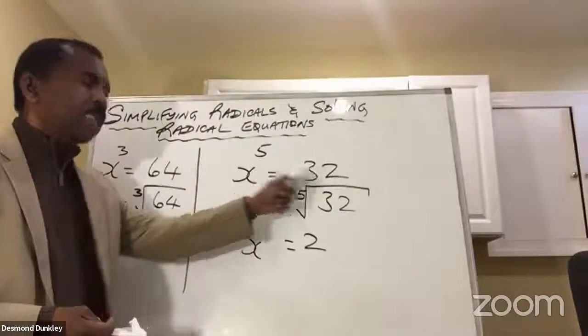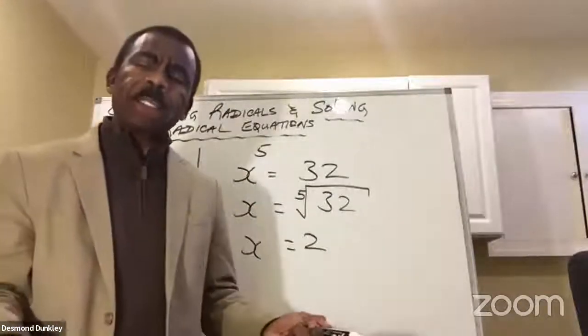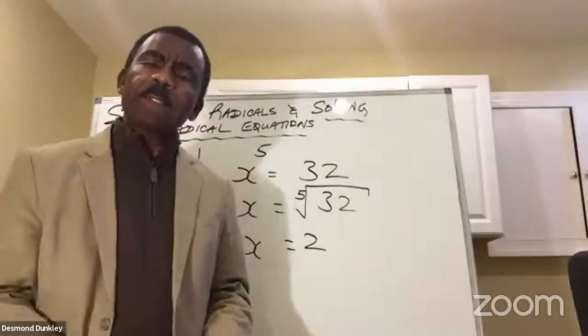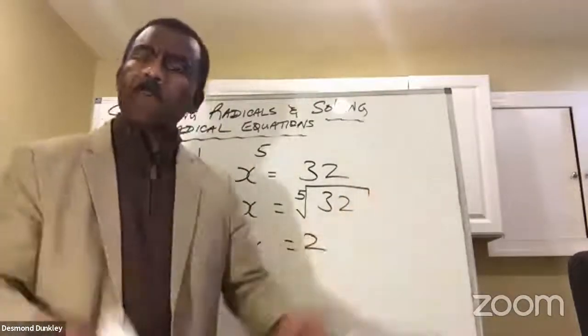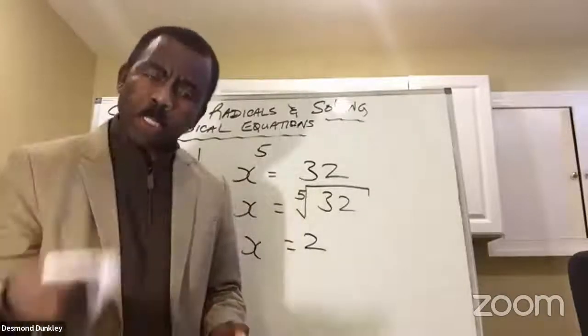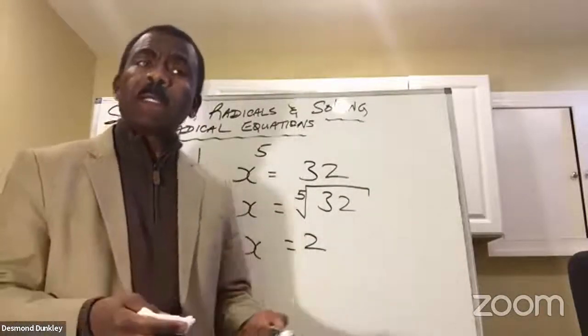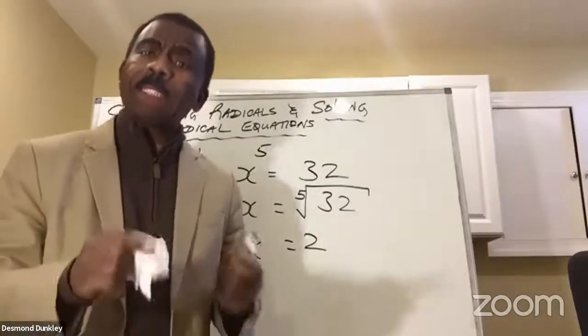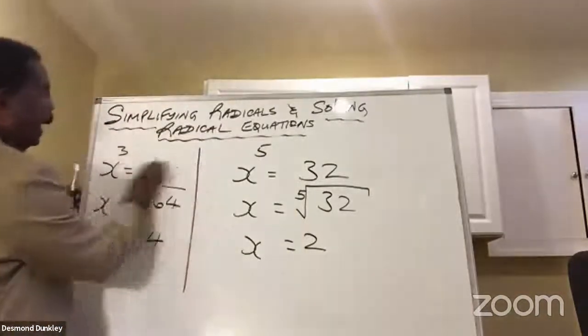Okay? So these that we have done so far are very easy. Very easy to find the square root of 9, the square root of 16, the square root of 25. But what happens if you get an expression that is more involved and does not have a perfect square? How do we handle that?